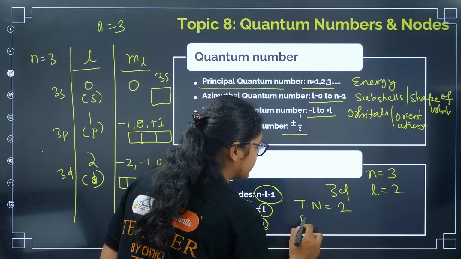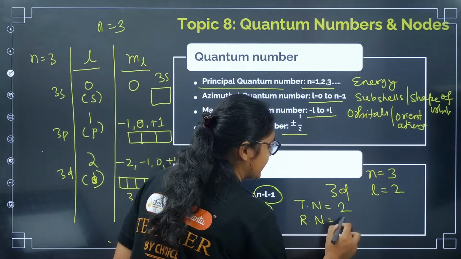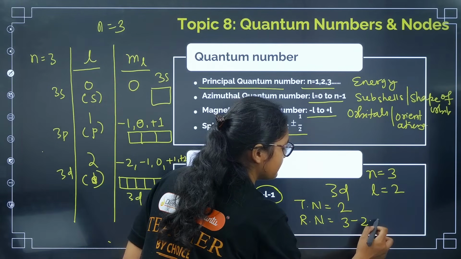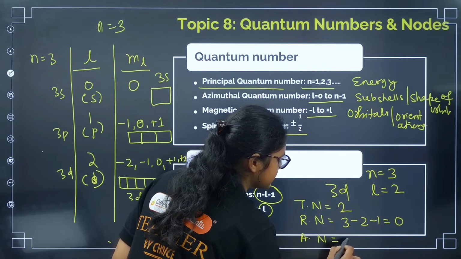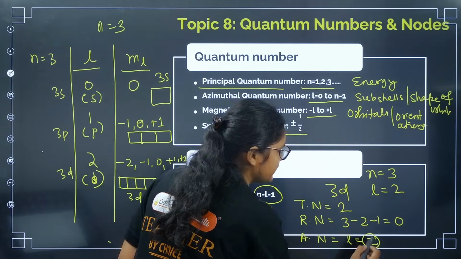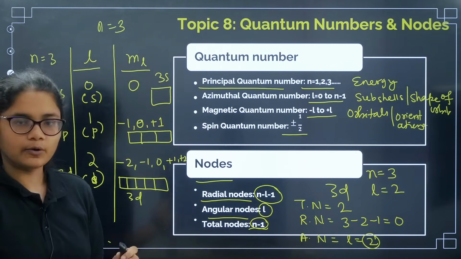Now if I want to calculate radial nodes, that is n minus l minus 1, that is 3 minus 2 minus 1. So again this is 0. Then if I want to calculate angular nodes, that is l, which is equal to 2. Right. So we can calculate in this way.